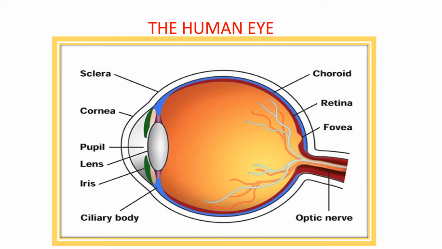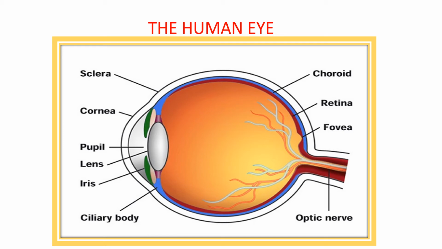Iris and pupil. Behind the cornea is the iris. It lends color to the eye. The iris has a central circular aperture called the pupil. The iris regulates the amount of the light entering the eye by adjusting the size of the pupil in the following way.